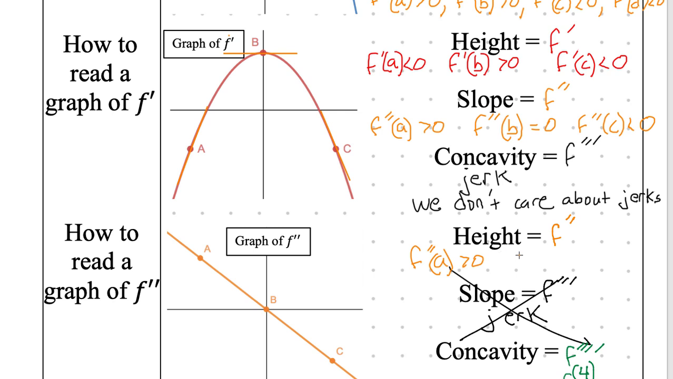What about f double prime of b? What does that thing even mean? F double prime of b is the what on the graph of f double prime? It's the height of b. Yeah, so height of b is what, Claire? 0. Is 0. And then Stego, how do I say the height of c? F double prime of c, yeah, is less than 0.